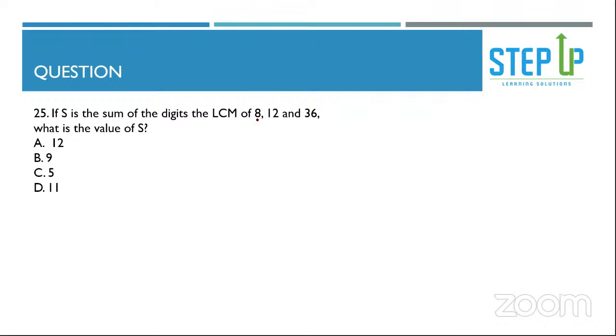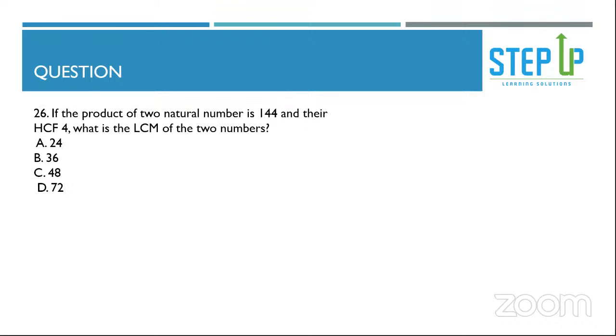So the LCM of 8, 12, and 36. Is 36 divisible by 8? No. Is 36 divisible by 12? Yes. So let's move to multiples of 36. The next number is 72. Is 72 divisible by 8? Yes. Is 72 divisible by 12? Yes. So 72 will be the LCM, and the sum of the digits will be equal to 9. So 9 is the answer. I hope you would have got it. Fine. Let's move to the next one.